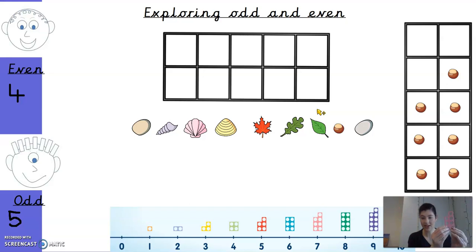It does, doesn't it? Can you see what's at the top? It's missing a friend, isn't it? There's an odd one out at the top. So do we think it's going to be an odd number or an even number? Shall we check? Let's see.